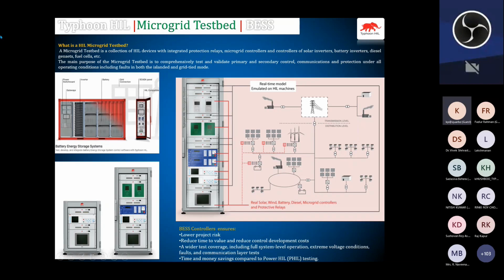So this is regarding the HIL microgrid test bed. The main purpose of the microgrid test bed is to test and validate primary and secondary control, communication and protection under all the operating conditions, including all the faults in both the islanded and the grid-tied modes.